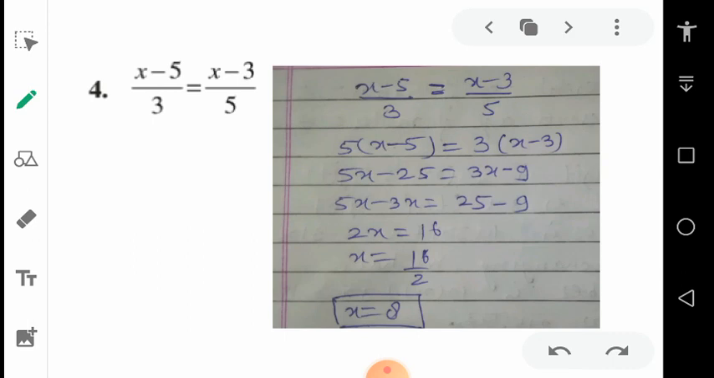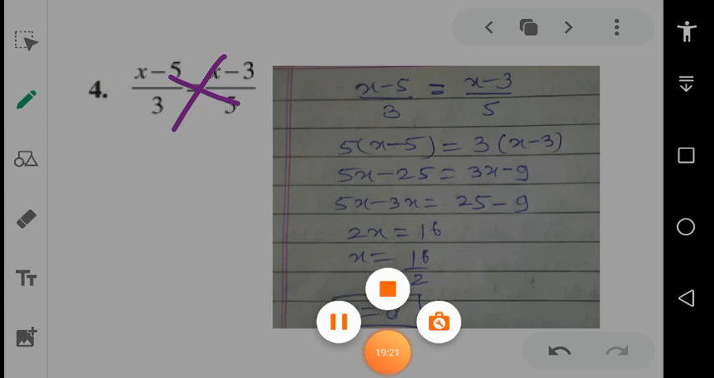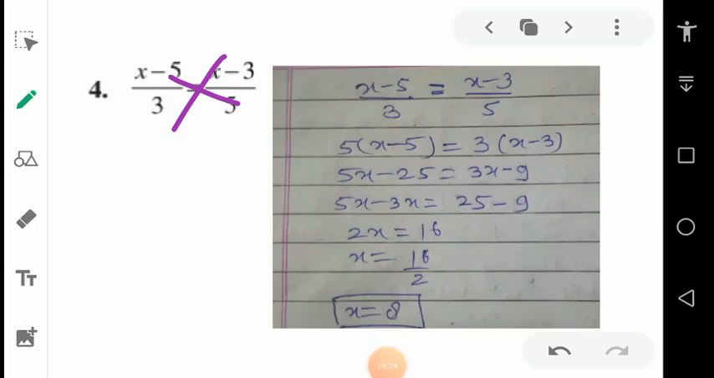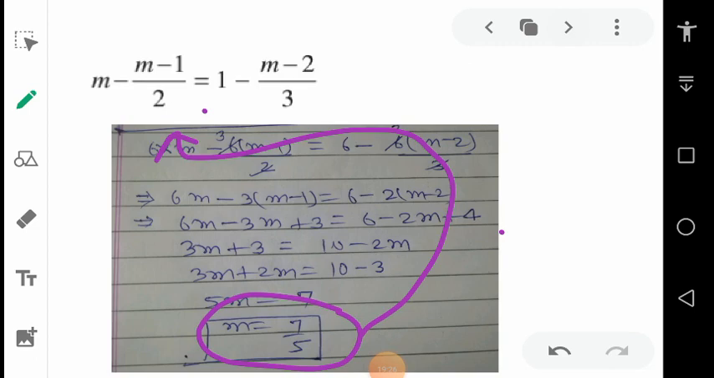So x minus 5 is multiplied by 5, and 3 with x minus 3. In this way we balance the equation and we get the answer. Also you can cross check. As I told you, use the method of LCM. So in this question, that's why I have kept two different questions of different pattern. Either one you can use, but in this question the method of LCM is beneficial.